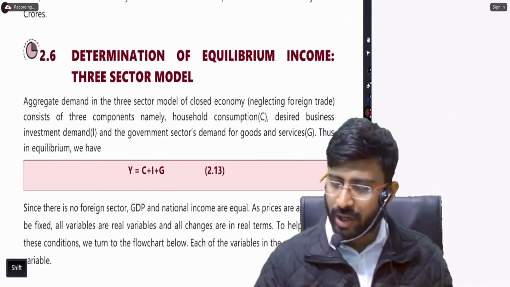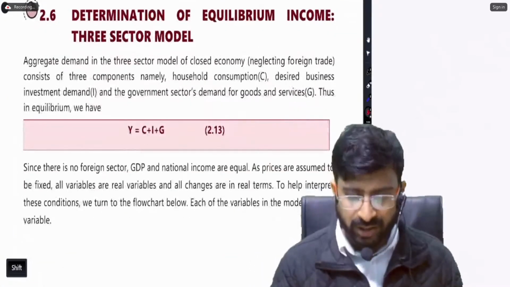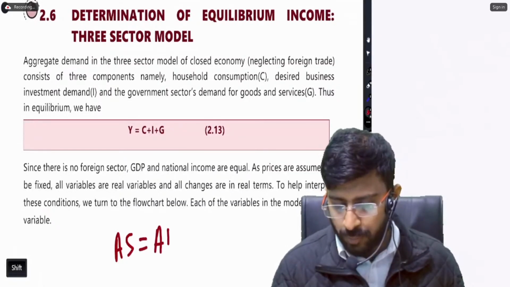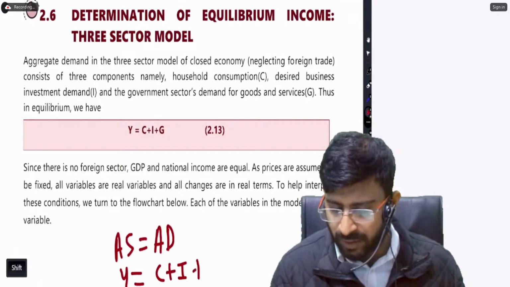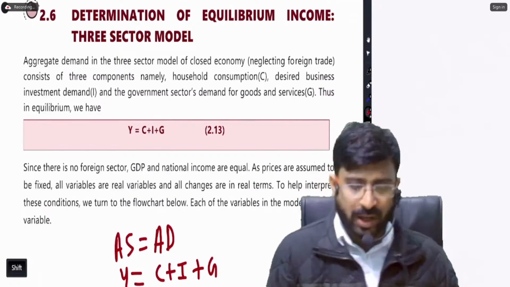Now friends, we have already understood that the funda for 3 sector is aggregate supply should be equal to aggregate demand. Aggregate supply is Y and AD is C plus I plus G. Yes or no? Very good. Perfect.